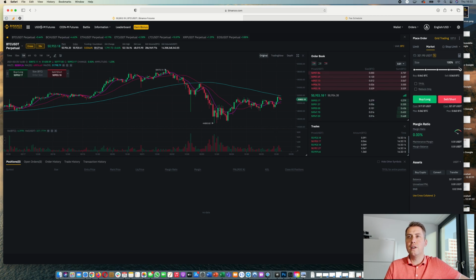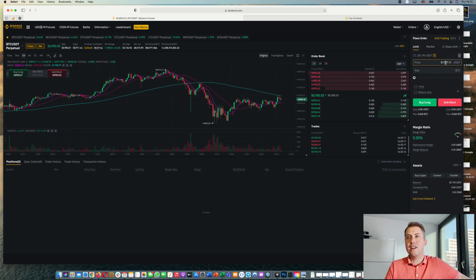So long, short. And a limit order basically means you can set a price. You can say, okay, if the price of Bitcoin goes to 58,000, for example, I want to open a short. And then you can open a short position. It will stay as an open order in your order book until the price reaches that level. And once it reaches that level, it would open the position.